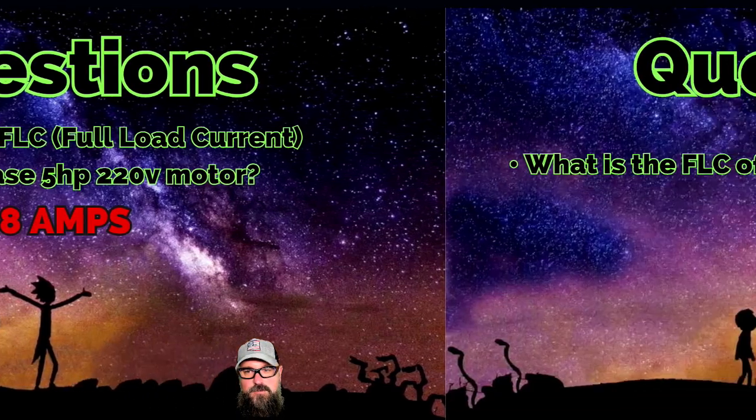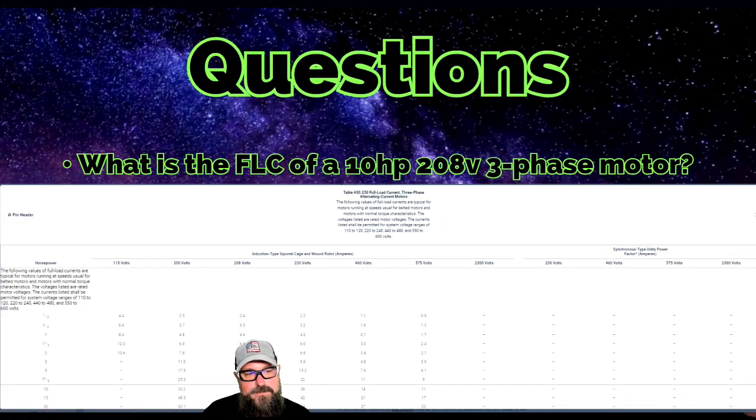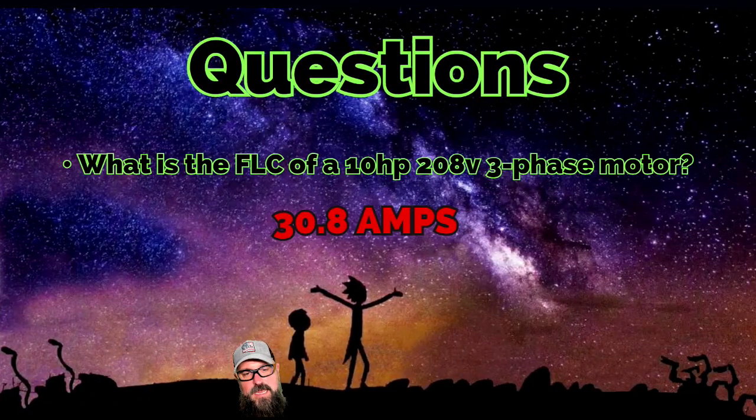So let's do another one. What is the full load current of a 10 horsepower, 208 volt, 3-phase motor? So we're going to go to 430.250, right? So it's a 208, it's a 3-phase, it's 10 horsepower. So we got 10 horsepower right there. And then we got a 208 right here. So we follow that over. What do we get? 30.8 amps. That's the answer, 30.8 amps.